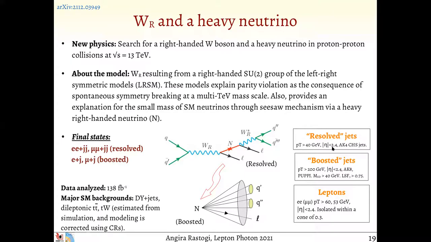So for the resolved scenario, we have jets which are AK4 CHS and pT above 40 GeV. And we can also have a boosted scenario in which we get one lepton and all the decay products of the heavy neutrino are contained in one big jet. And that is an AK8 PUPPI jet with pT above 200 GeV along with some soft drop mass requirement and other things. Okay, so the leptons that we select are also required to be high in pT and isolated. And this analysis is also performed with full Run 2 data. And the major standard model backgrounds are Drell-Yan production, dileptonic t t-bar, and single top. And these are all estimated from simulation and corrected in dedicated control regions.